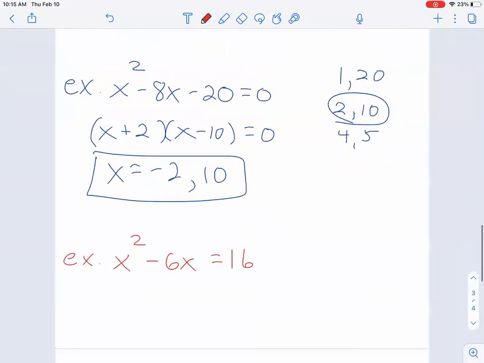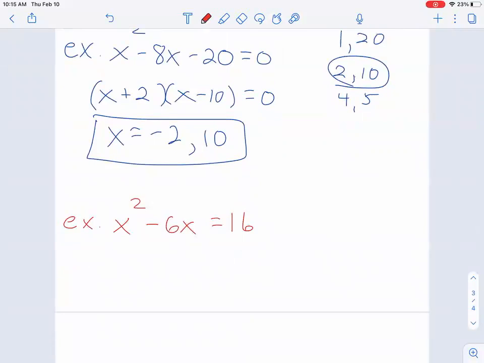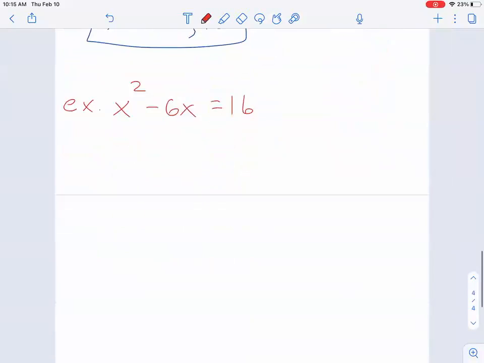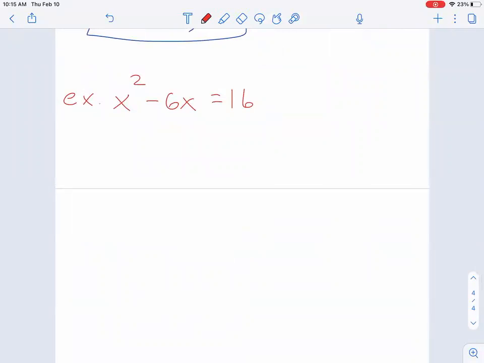Okay, well, just slightly different than the previous problem is that it's not set equal to 0. So that's the first thing we need to do, just get everything on one side. So I'm going to move that 16 over by subtracting 16 from both sides, giving me x squared minus 6x minus 16 equals 0. You just have to get everything on one side.